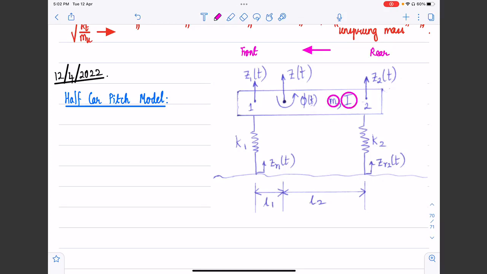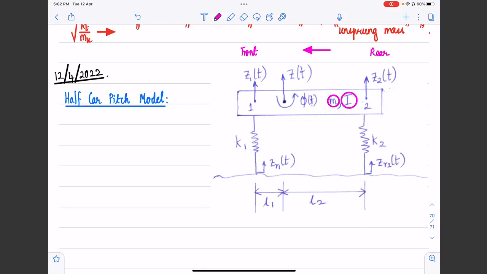Now one approximation that we are making is that we are going to neglect the unsprung mass effects in this particular derivation. It's a simplified model since we are interested more in the natural frequency. We are also not including damping, but of course we can always include it later on if we require it. So that's something we are going to do.